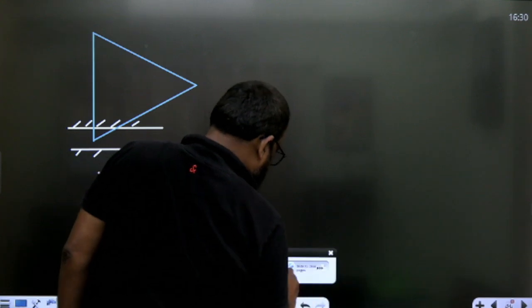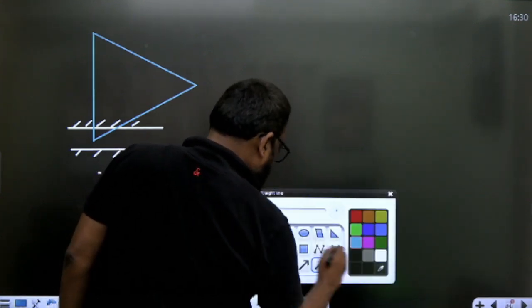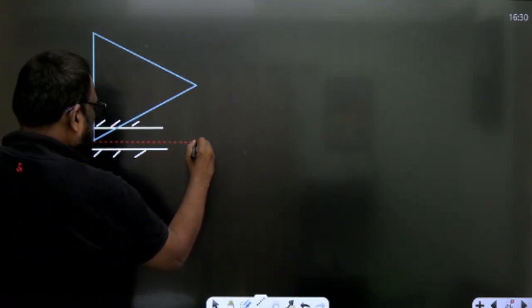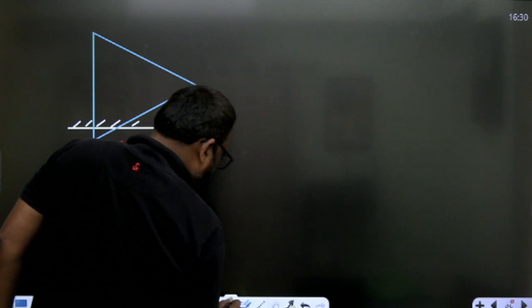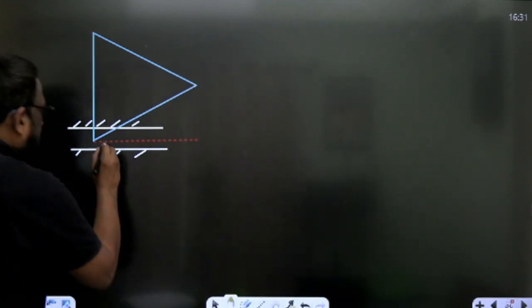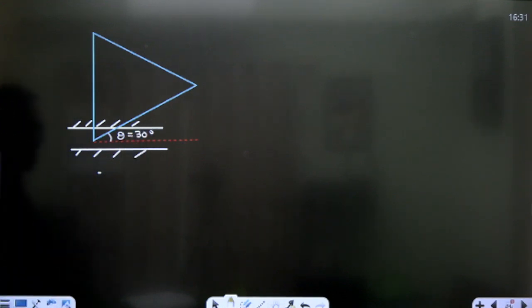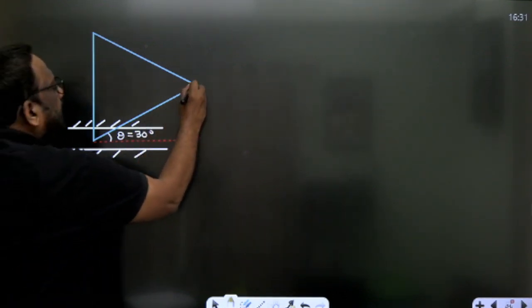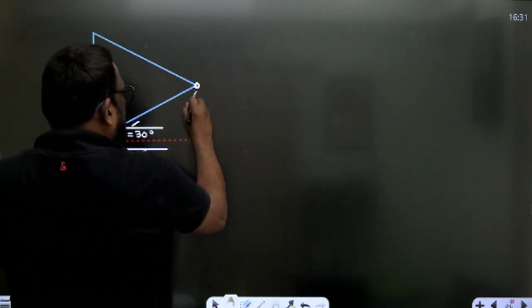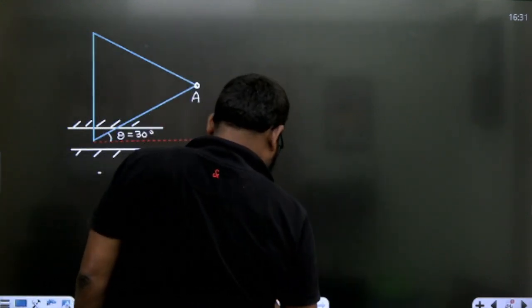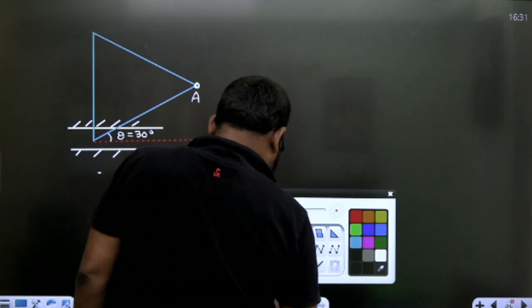Yes. Clearly, my dear students, this angle is given. I'll take this color. I'm not used to this because I generally don't use a smart board. This angle is theta and this is 30 degrees. This point A is moving up, my dear students.